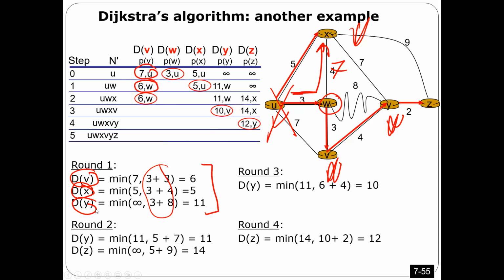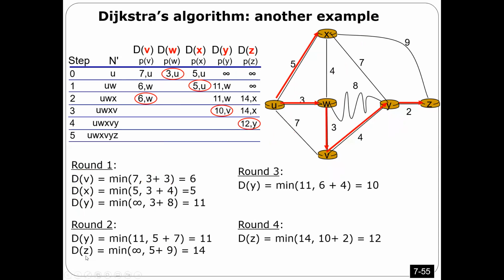Is that okay? Let's look at Y. When I go to Y, I already have infinity here for Y. But now I have 3 plus 8, which is 11. Yes, 11 is better than infinity, so I'm going to update this one from here to here. Now, given two pieces of information, I checked the neighbors of U and the neighbors of W. This is the best result I was able to get so far.